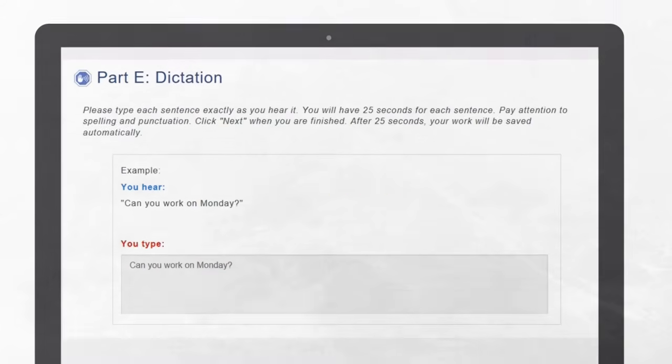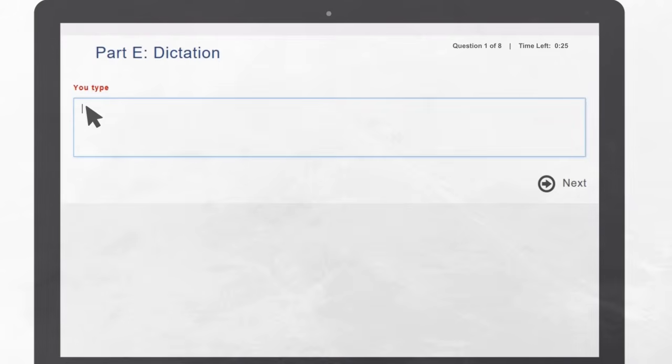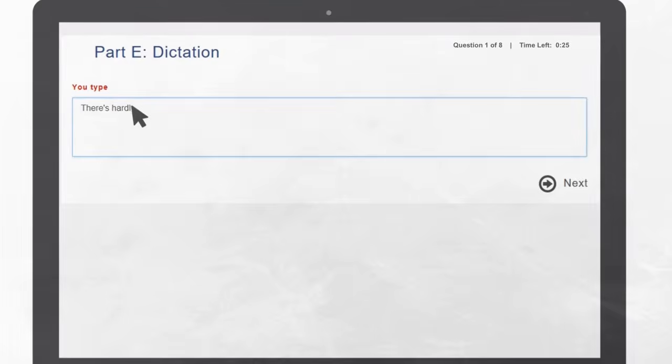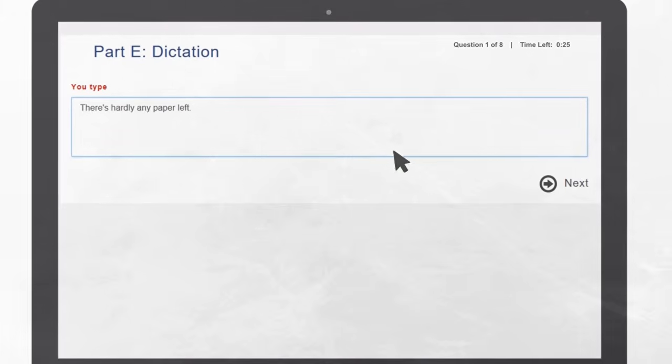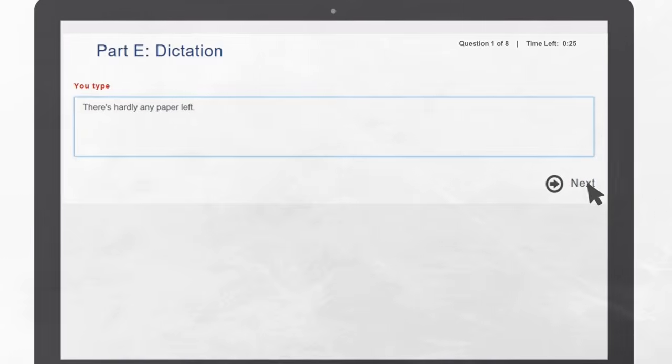Dictation. In Part E, you will be presented with 8 questions. First, you will hear a sentence, then you must type it exactly as you heard it. You will have 25 seconds to type your response. Questions will increase in difficulty as you move through this section.